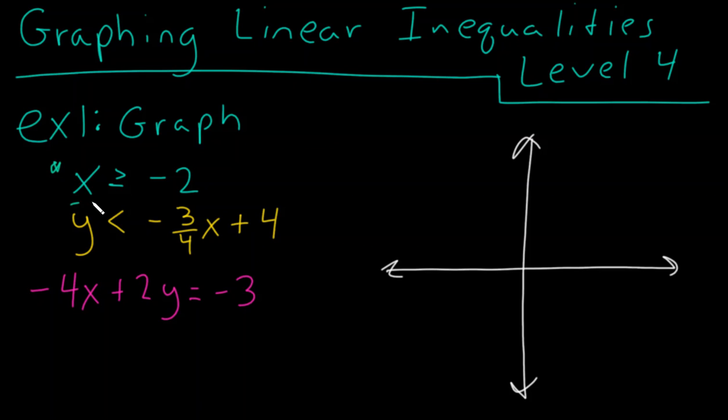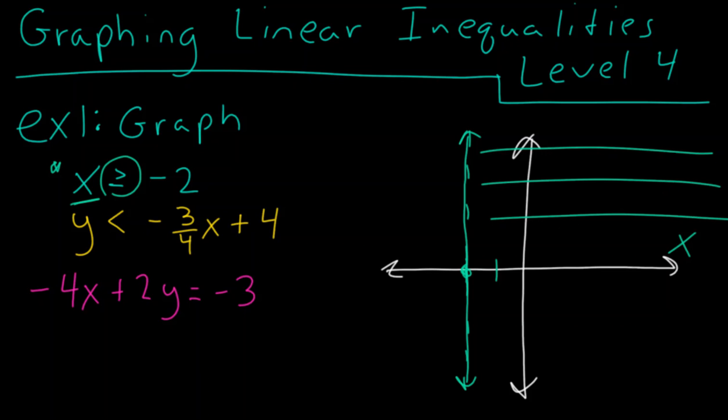So because there's only an x variable, there's no y, we know that we're going to go on the x-axis to negative 2. And we actually want to draw a line that is parallel to the y-axis. So this forces us to draw a vertical line going through that point. And because it says x is greater than or equal to, we know that it should actually be a solid line, and we're going to shade everything to the right.